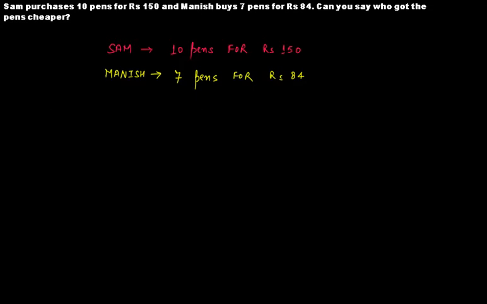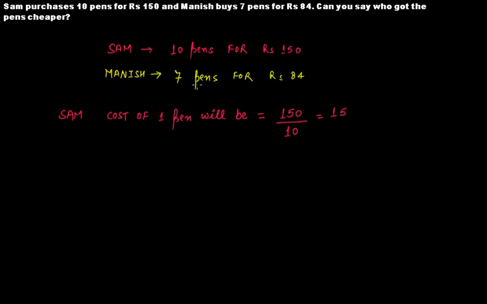If I'm talking about Sam, if Sam has purchased 10 pens for rupees 150, therefore the cost of one pen will be rupees 150, that is the total cost, divided by total number of pens purchased, and this will give you 15.